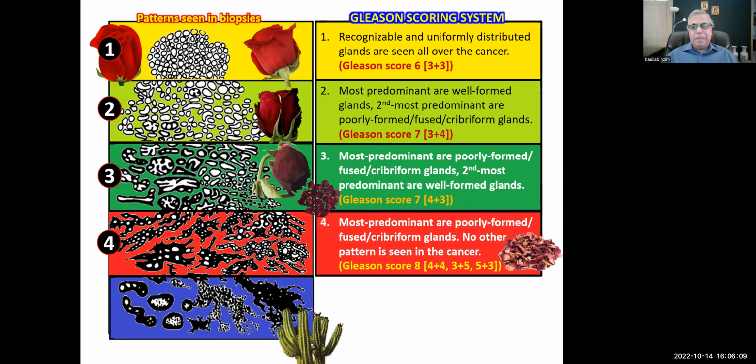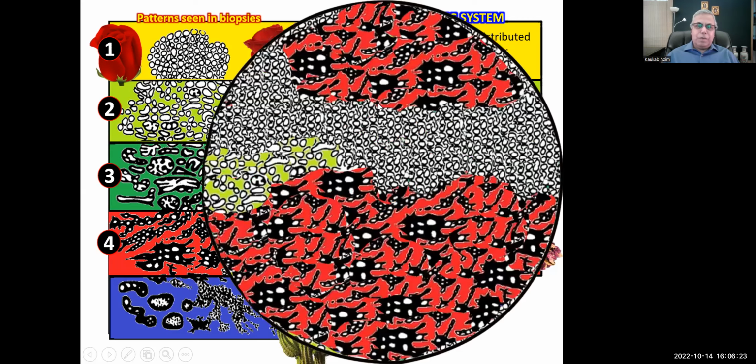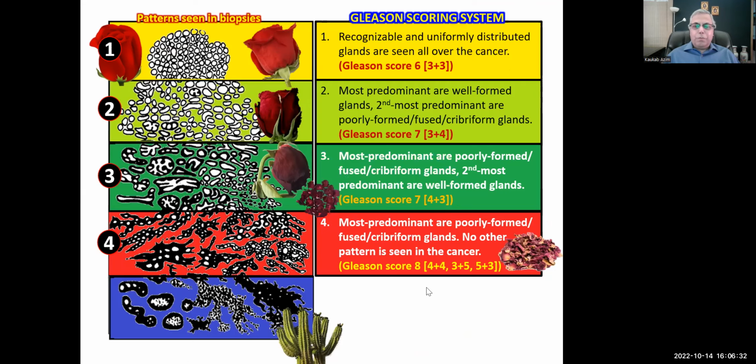Now let us go on to the next pattern, which is most predominant are poorly formed fused cribriform glands. No other pattern is seen in the cancer, right? So this is how your biopsy looks like. All you have is just one pattern. The other two, you don't count. Because you have got only one pattern, you will count it twice. Your score is going to be 4 plus 4. So your Gleason score is 8.